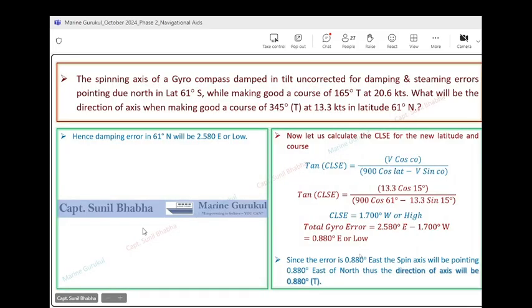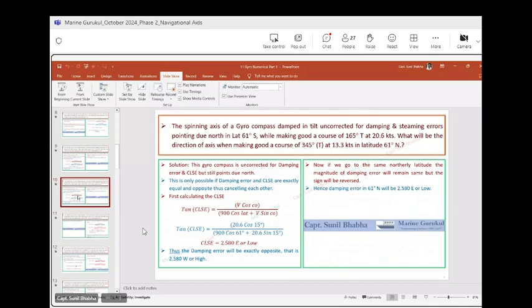So can you please show the previous slides? Okay, beta. Any doubts in this one, beta? Yes, sir. I did not understand how it is only 0.880 and we are not getting this course. The direction of spin axis, I mean. Okay, all right. Give me a minute. I'll show it to you, beta. This is the previous slide, beta. Okay, sir. Now give me a minute. I'll take you to the whiteboard.